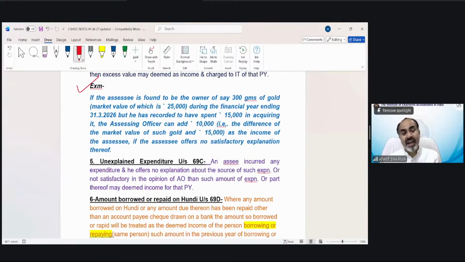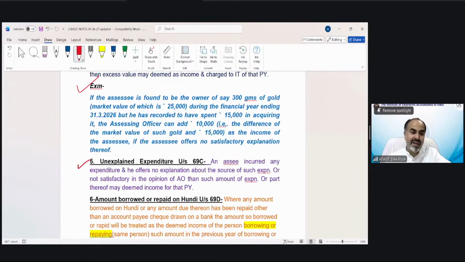Unexplained expenditure. Again, this is also very interesting. Till now we have seen that if there is any income, etc., which cannot be explained, that could be your black money. But even if you have made any expenditure which does not match with your income, that could also be treated as your black money.